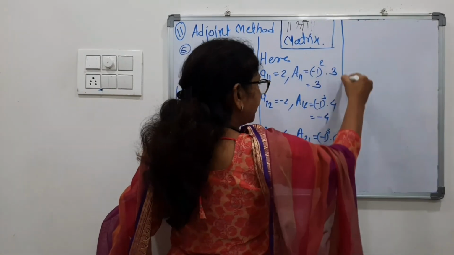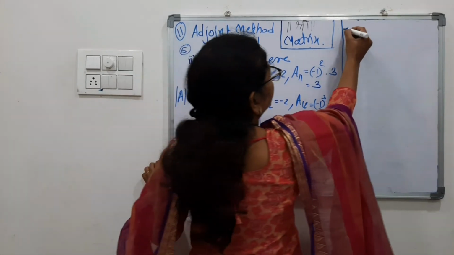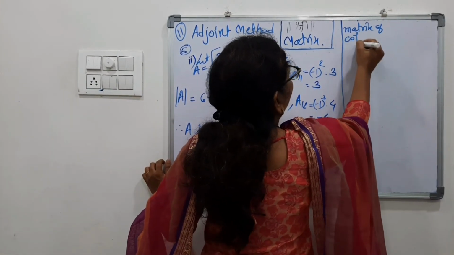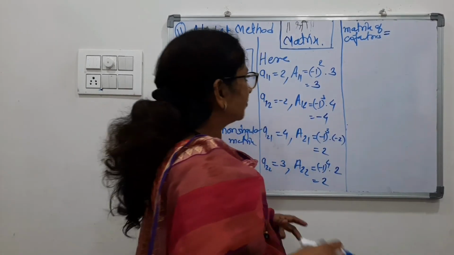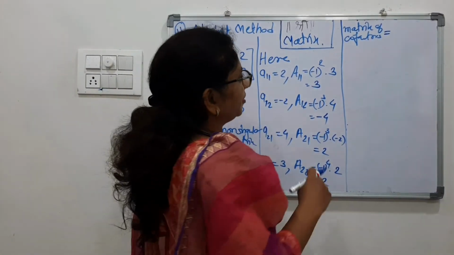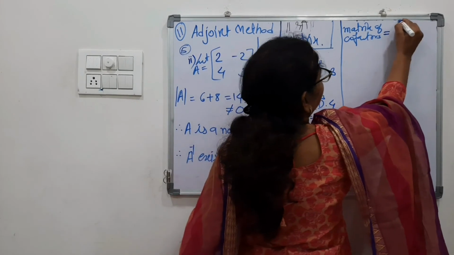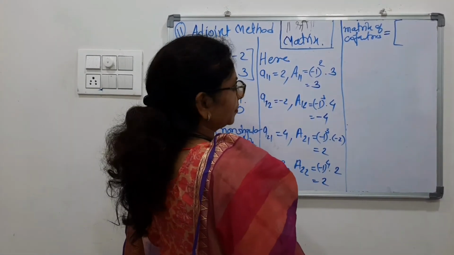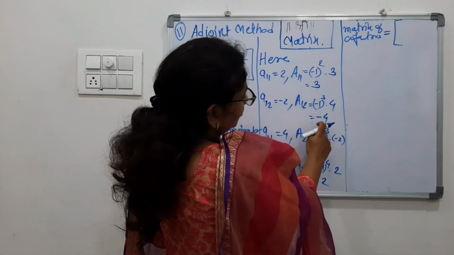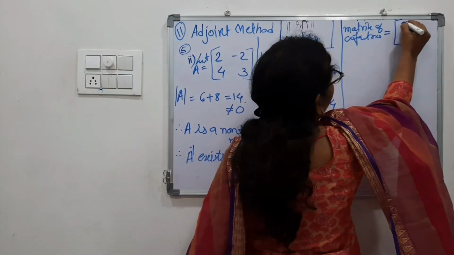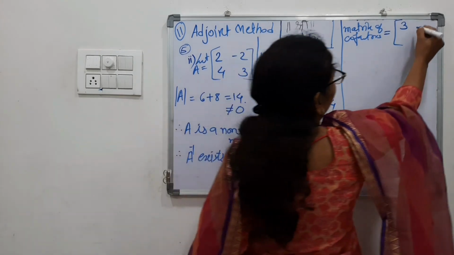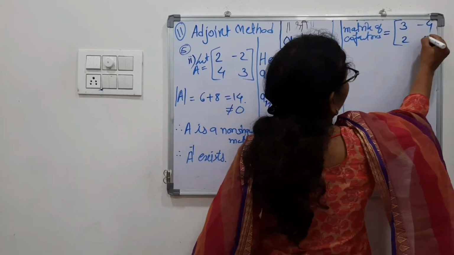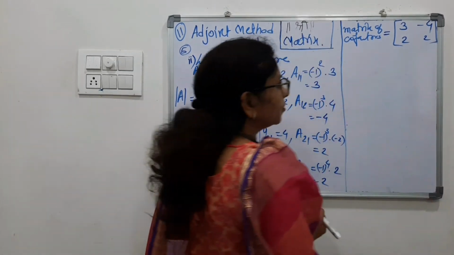Now write down the matrix of cofactors. So it is not necessary every time to write matrix of cofactors in the form of A11, A12, A21, A22. We can directly put the numbers also. So what is first? 3, then minus 4, then 2 and then 2. So this is your matrix of cofactors.